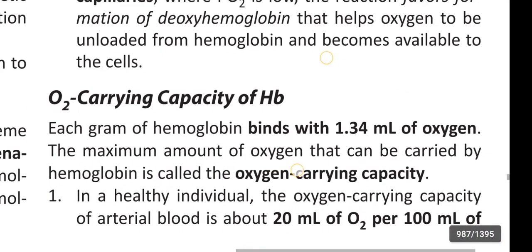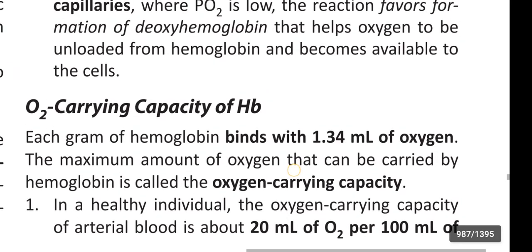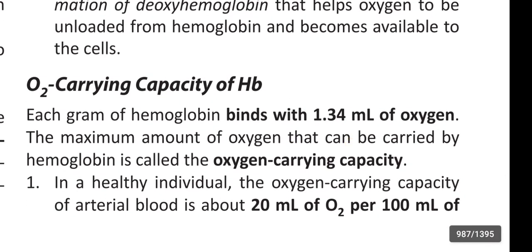Next, coming to the oxygen carrying capacity. Each gram of hemoglobin binds with 1.34 ml of oxygen. That means 1 gram of hemoglobin binds with 1.34 ml of oxygen. The maximum amount of oxygen that can be carried by hemoglobin is called oxygen carrying capacity.